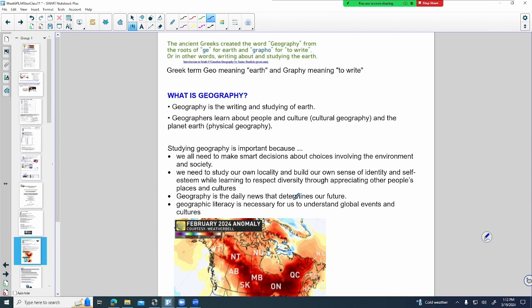So first of all, let's look at the term geography. Well, the ancient Greeks created the word geography from the roots of ge for earth, so ge means earth, and grapho for to write. So in other words, writing about and studying the earth.